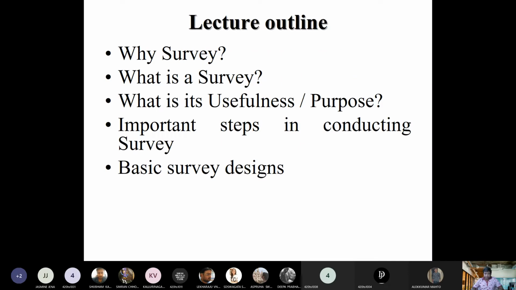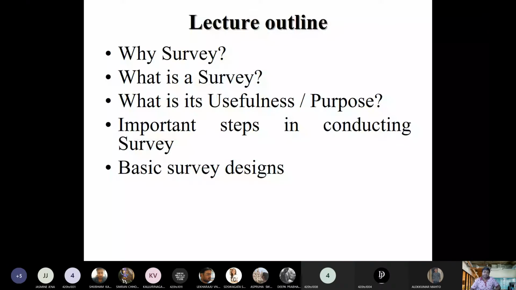So this will be my lecture outline for the survey. What is a survey? What is the usefulness and purpose of a survey? Important steps in conducting the survey and basic survey design. The survey is very important in our day-to-day research activities. It is not only academicians who do it; the government also does surveys from time to time. Various companies, whenever they launch their products, also do marketing surveys. All these things we'll discuss.